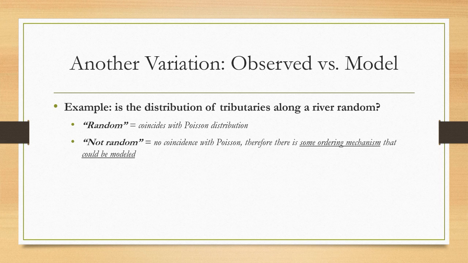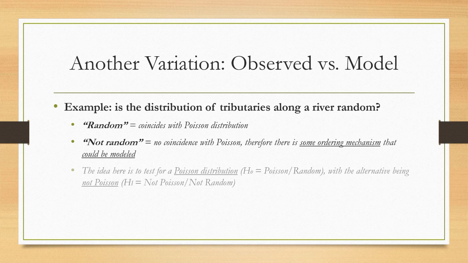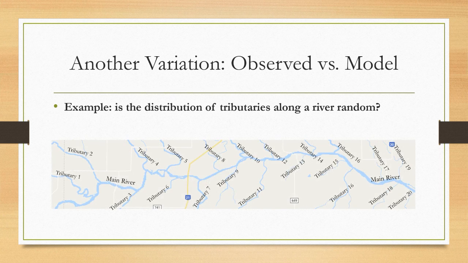So is this a random situation where basically we don't have any interest in doing further research, or is this a situation where no, there's some kind of pattern, and so there would be some worthwhile effort put into modeling that? So we're testing for Poisson distribution, the null hypothesis being Poisson or random, with the alternative being not Poisson, not random. So that's the basic idea here.